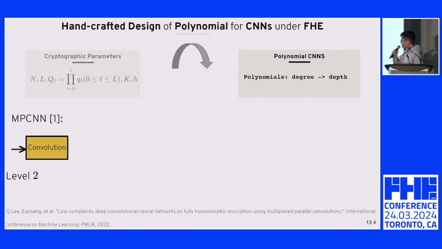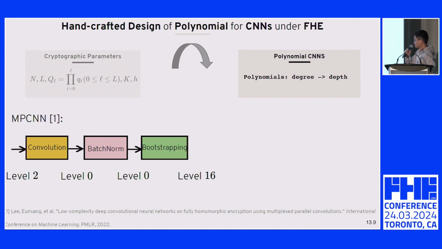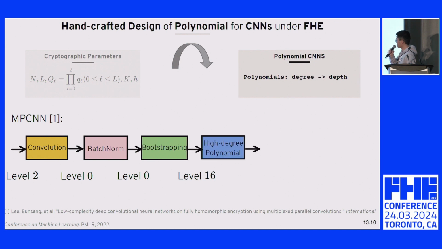MPCNN's structure is that the input ciphertext level is equal to 2, and we do convolution and batch norm, and the level becomes 0. Then we call bootstrapping to refresh the level-0 ciphertext, and it uses a high degree polynomial to replace the ReLU. So this is a fixed architecture. They first design a high degree polynomial approximation of ReLU, and then plug it into the convolutional neural architecture. Then they just need to repeat this block many times to build the whole polynomial convolutional architecture.